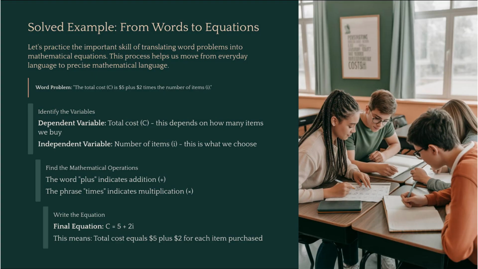Let's practice writing an equation from a word problem. The total cost C is $5 plus $2 times the number of items I. The total cost C is dependent, so it's on the left. The rule on the right is the constant, 5, plus the variable part, 2I. The final equation is C equals 5 plus 2I.